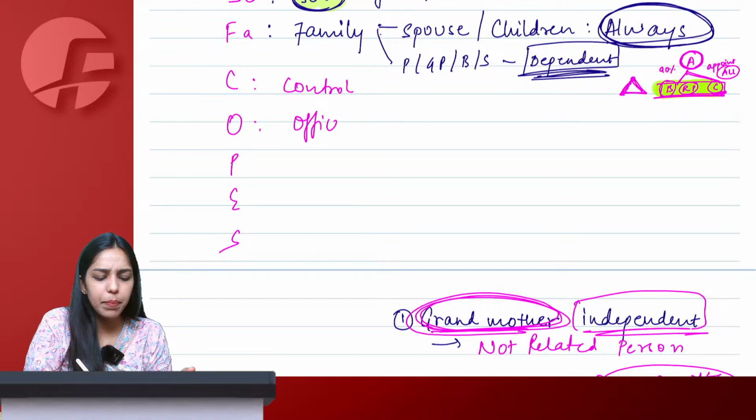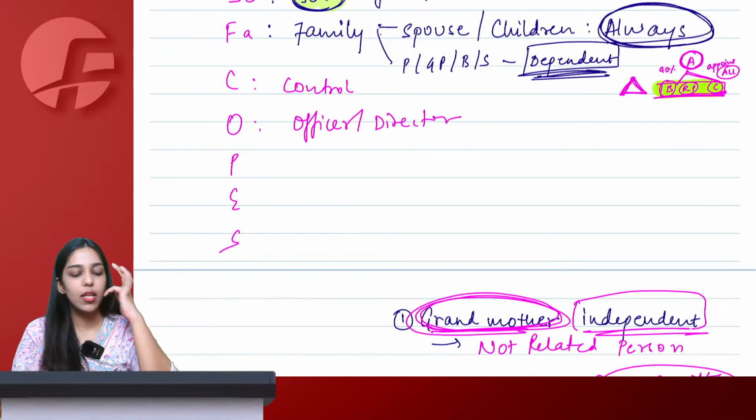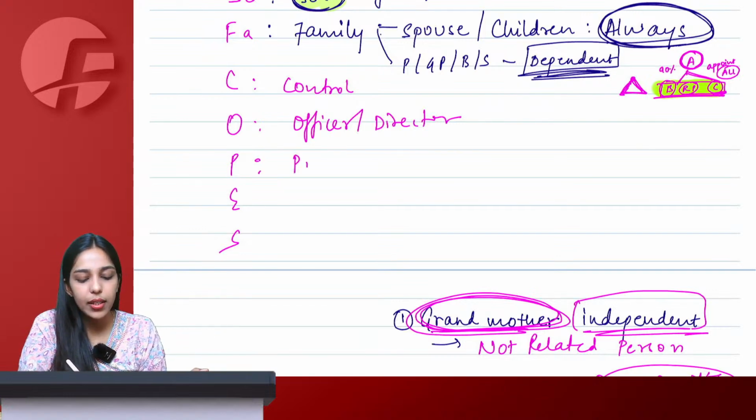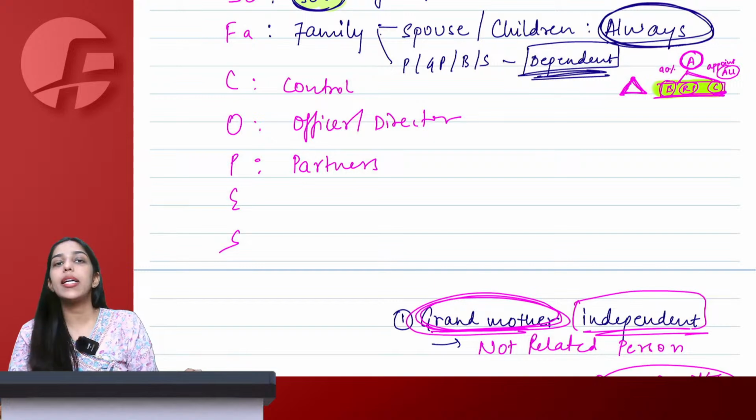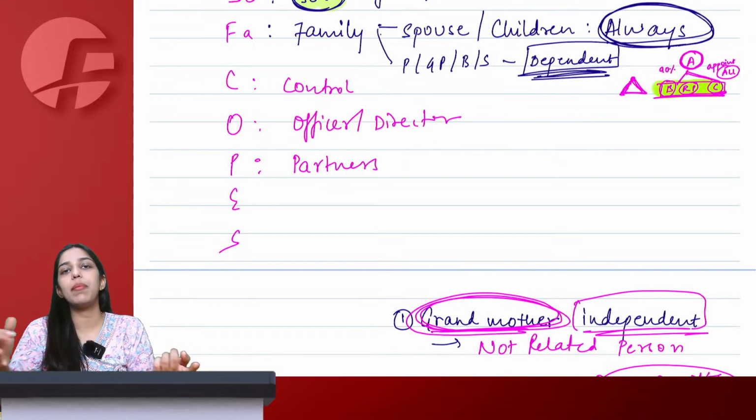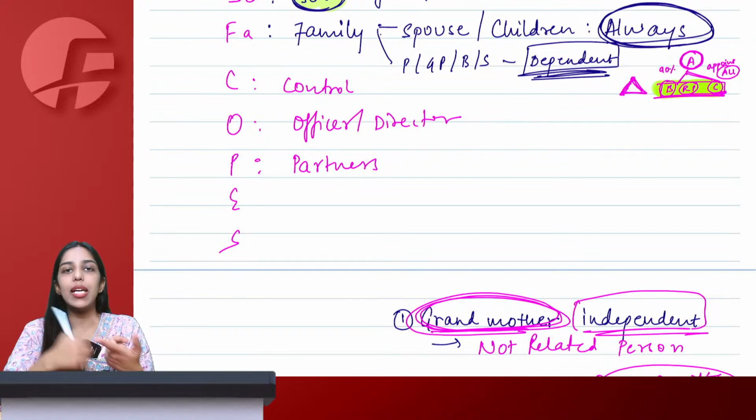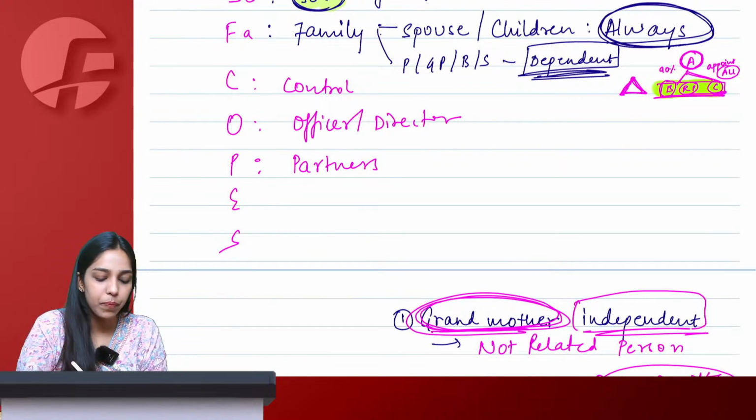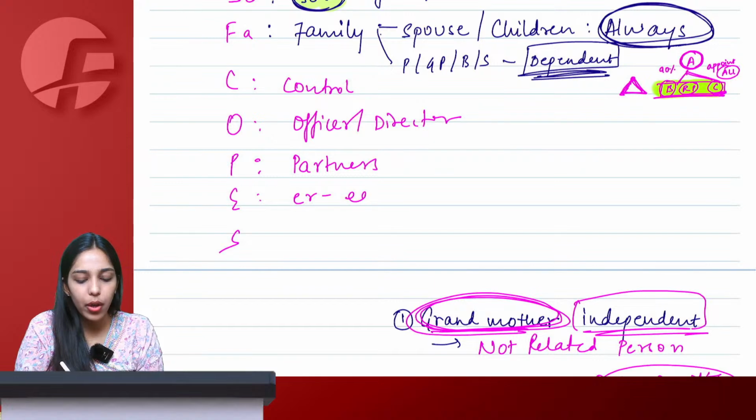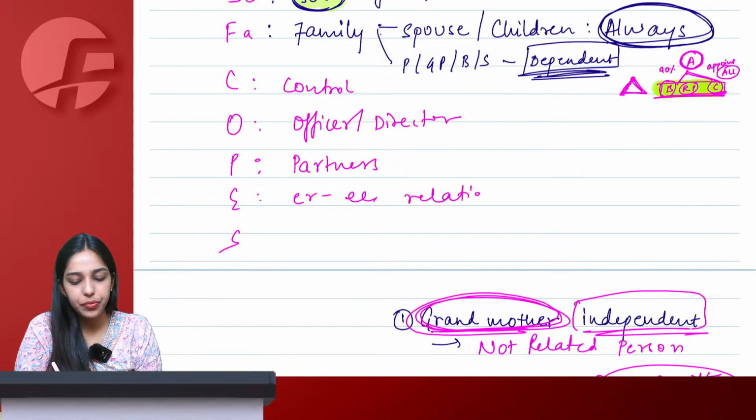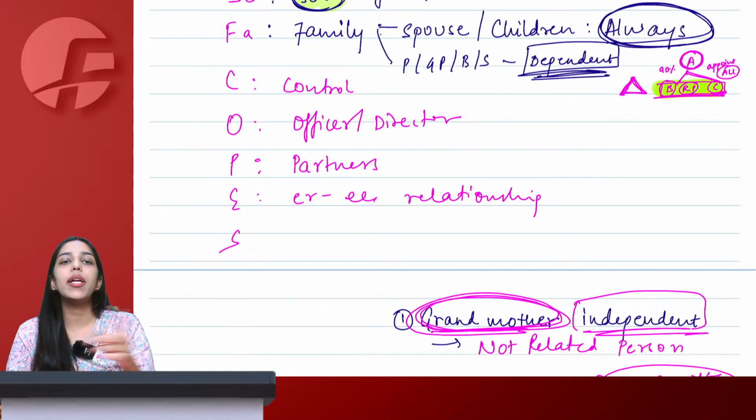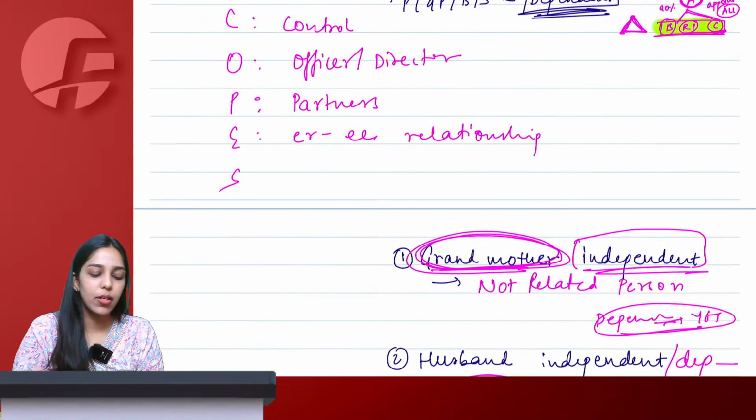O is very much simple, officer or director in one another's business. P is legally recognized partners. So if there is a firm ABC, and we are considering partner ABC, the partner will also be considered a related person. E is again simple, employer-employee relationship. So my employee is my related person. So the employer-employee relationship is also considered as related person.